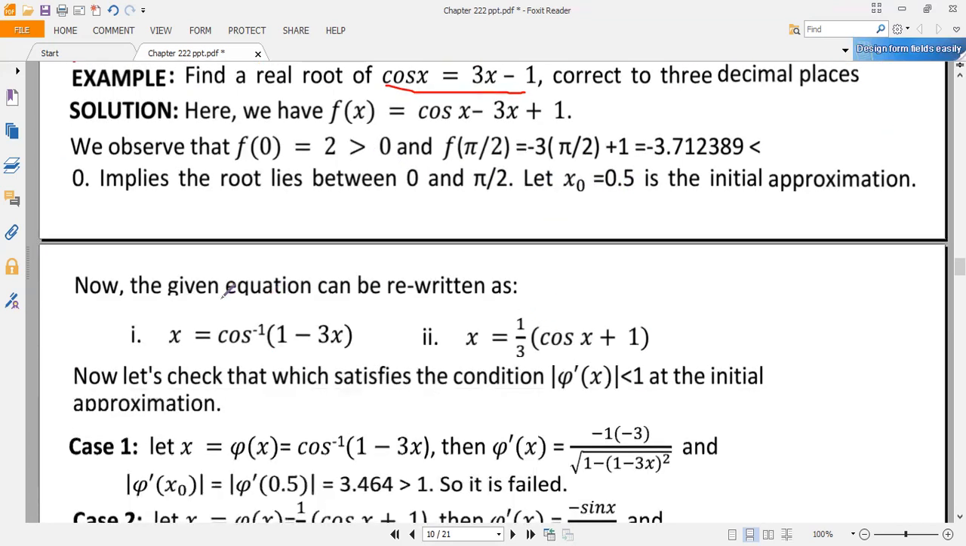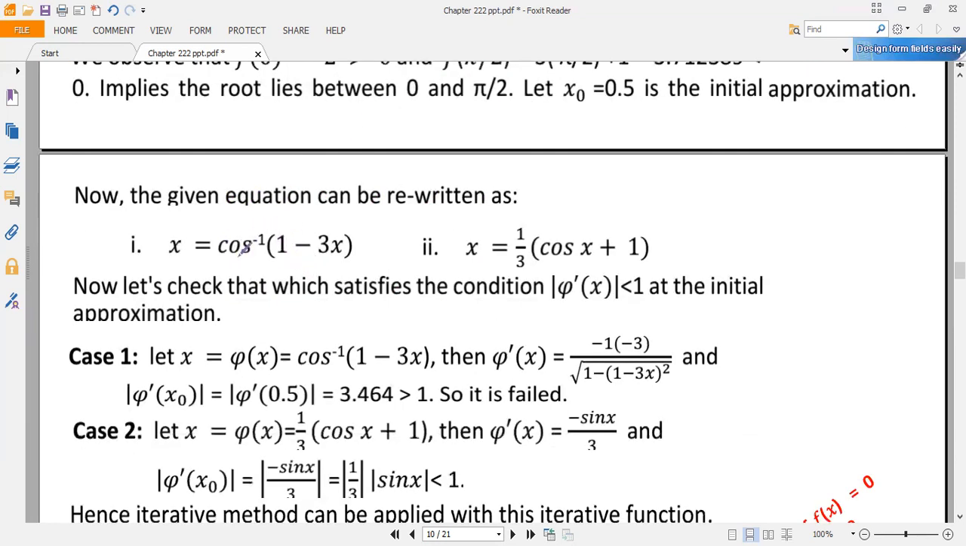So now, given the equation, let's rewrite it in this form: x is equal to cos inverse of (1 minus 3x), and x is equal to 1 over 3 times (cos x plus 1). Now let's check whether one of these equations satisfies the condition that the absolute value of phi derivative at x should be less than 1.